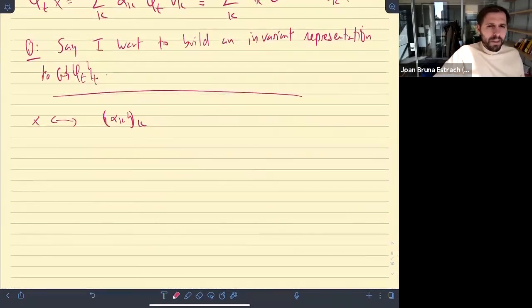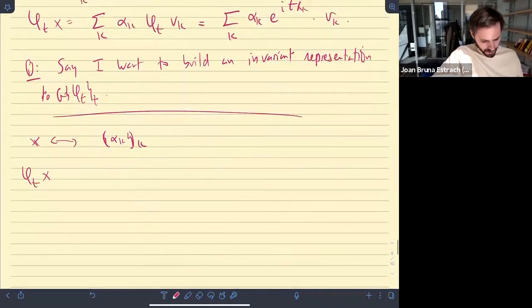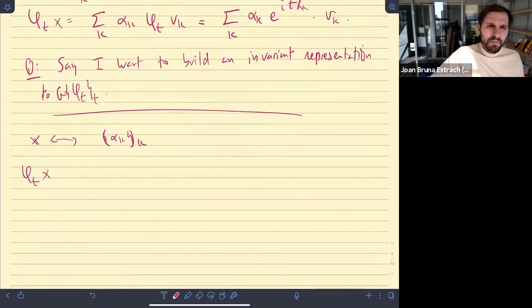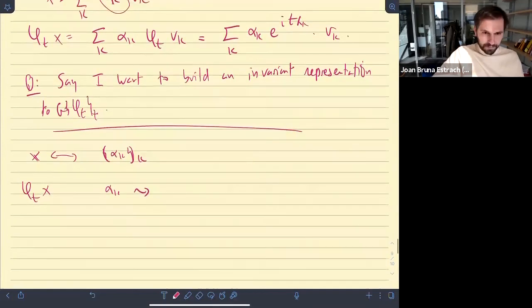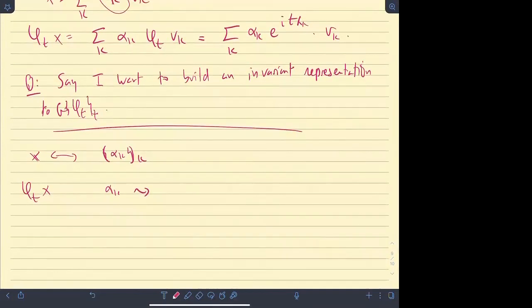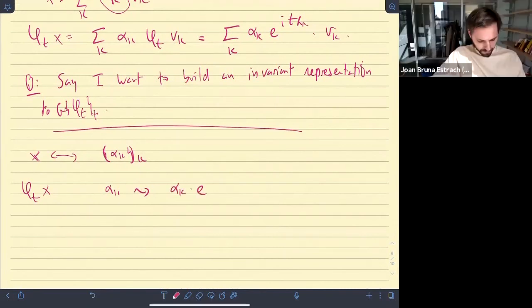Now, what happens when I transform X according to this group? What is the effect that I see at the level of these coefficients? These coefficients, alpha k, now become what? The exponential with the eigenvalues. Correct. I replace alpha k by alpha k times this complex exponential.